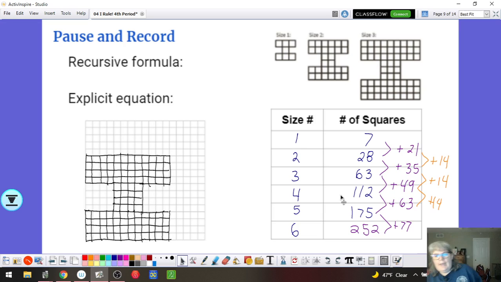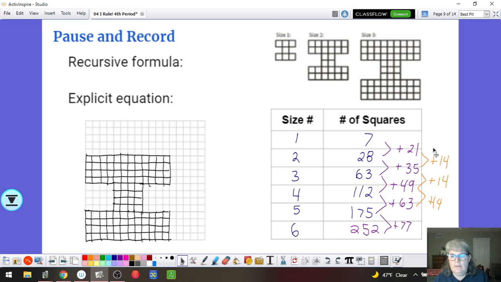So if we look at the pattern, to go from 7 to 28, we're adding 21. 28 to 63, we add 35. 63 to 112, we add 49. And we can see that we have a second difference of 14 for each of these. So our second difference is constant.